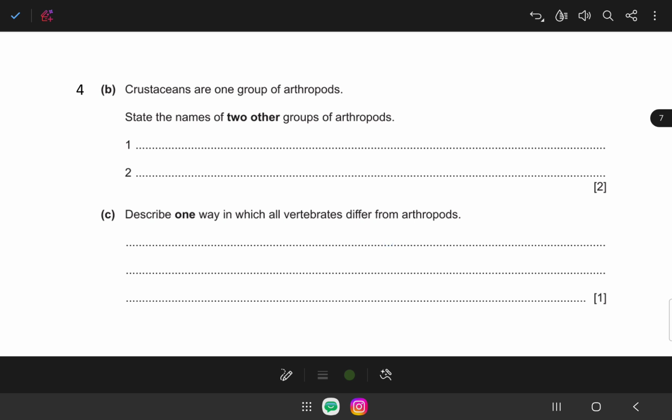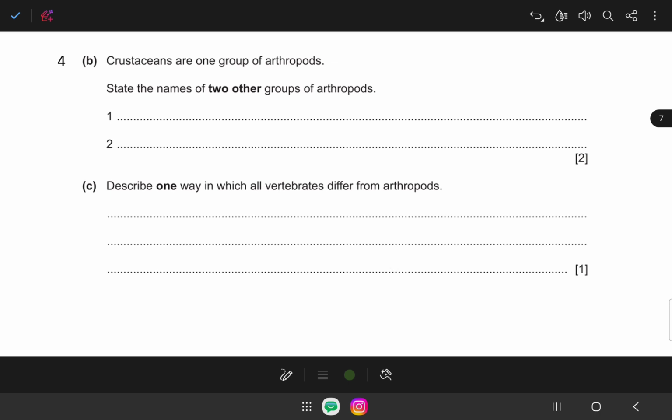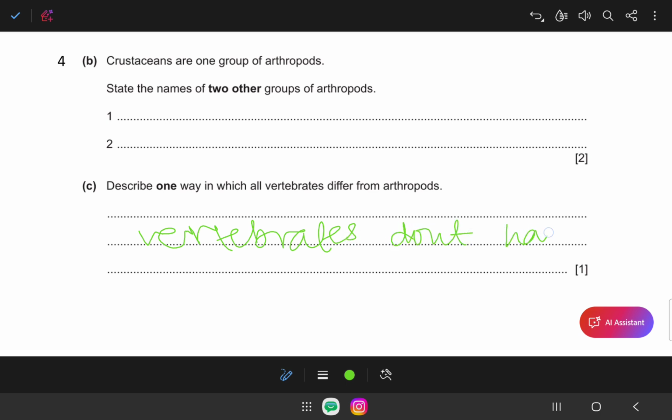State the name of 2 other myriapods. We already did this, so we'll just skip ahead. Describe one way in which all vertebrates differ from arthropods. So vertebrates don't have an exoskeleton. Yeah, vertebrates don't have exoskeleton.